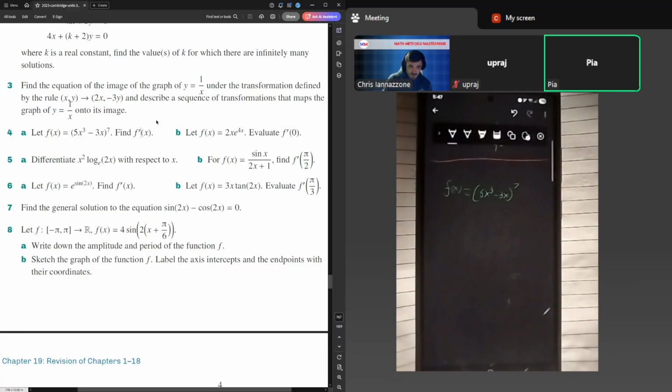Can we use chain rule? We absolutely can use chain rule. Chain rule is when we have a composite function, which we do here. We have a cubic that's raised to a power. Nice. How do we apply it?